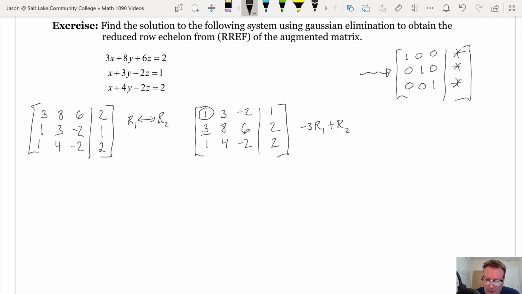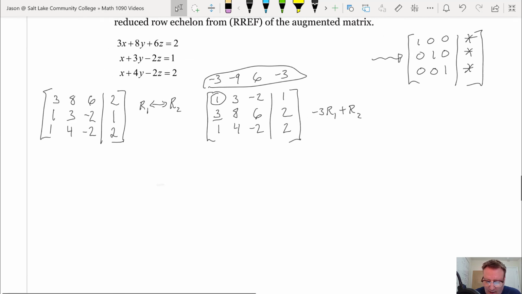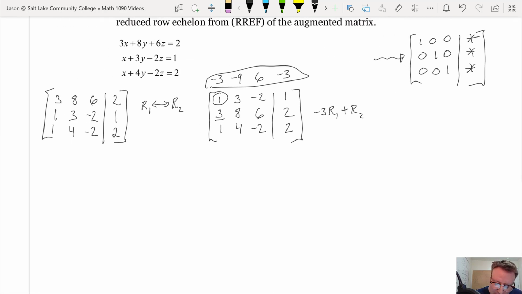Now I like to write down the multiplication here. -3 times 1 is -3. -3 times 3 is -9. -3 times -2 is +6. -3 times 1 is -3. So I'm multiplying row 1 by -3, and those are the values I get. I'm going to be adding that circled row to this circled row. And then I'll come down here and finish.